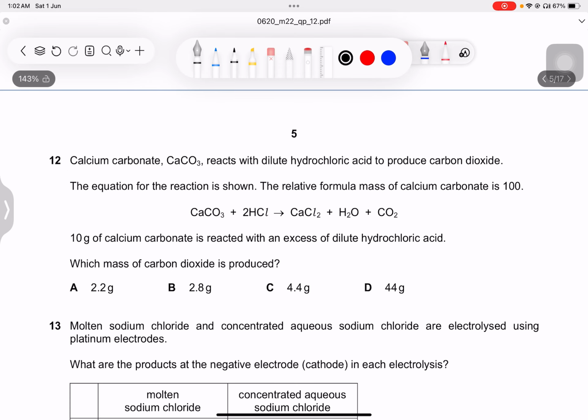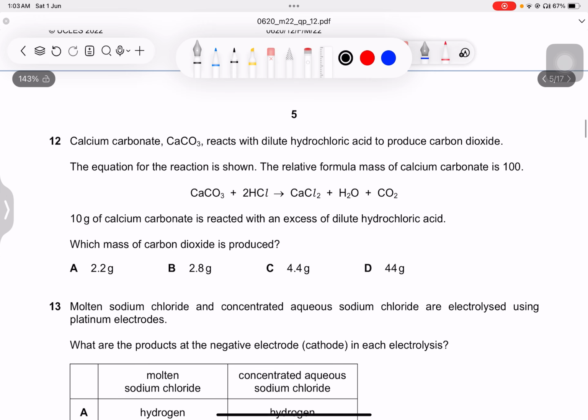Next, question 12. Calcium carbonate reacts with dilute hydrochloric acid to produce carbon dioxide. The equation for the reaction is shown, with the relative formula masses, so we are given the Mr. 10 gram of calcium carbonate is reacted with an excess of dilute hydrochloric acid. Which mass of carbon dioxide is produced? So this is our known quantity and this is our unknown.